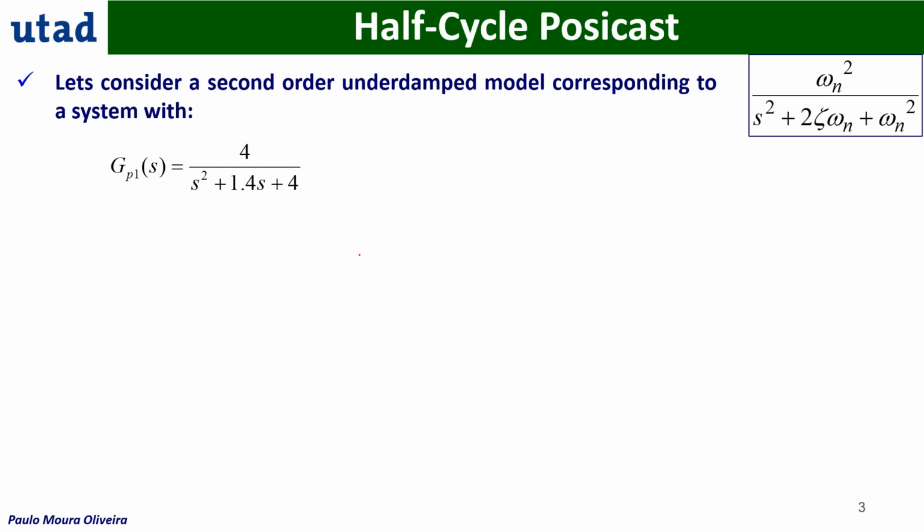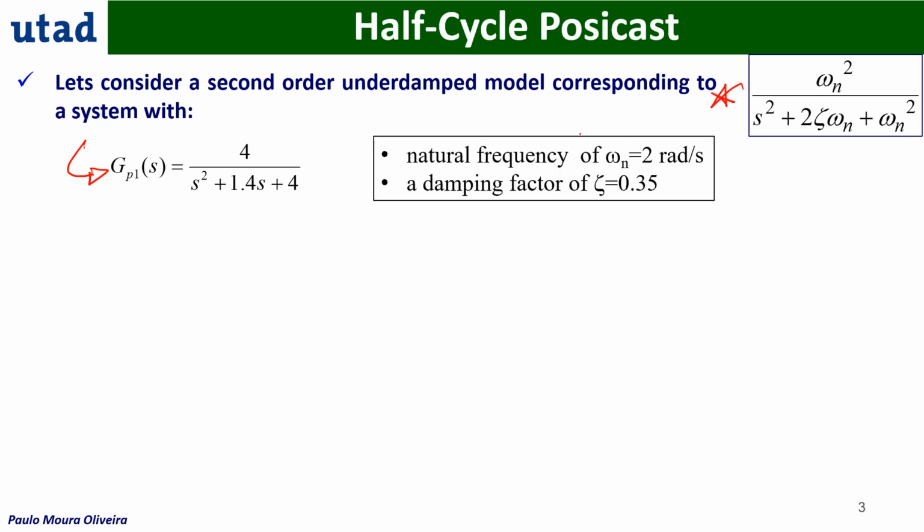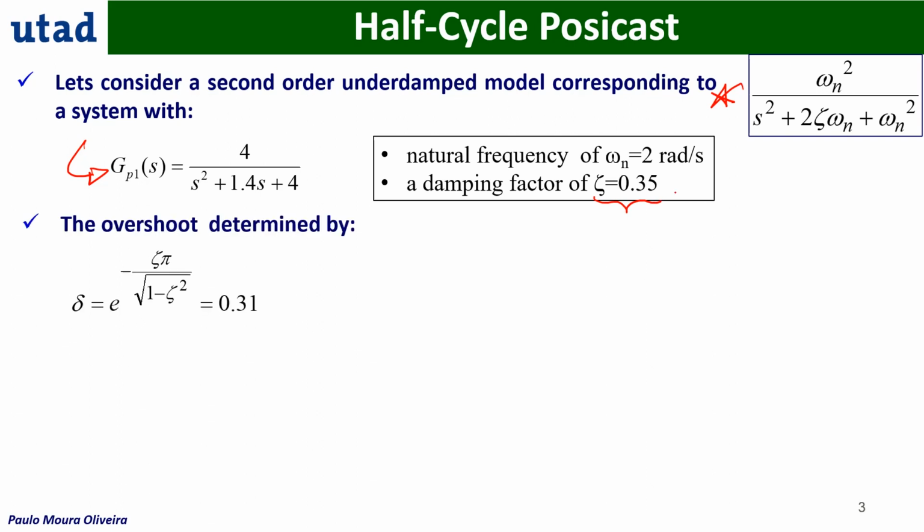So we are going to consider this model for a second-order system here, and using this expression it is quite easy to determine the natural frequency, which in this case is 2 radians per second, and the damping factor, which is 0.35. So as you can see, it is an underdamped system. Using this expression, we can evaluate the overshoot, which is 0.31.